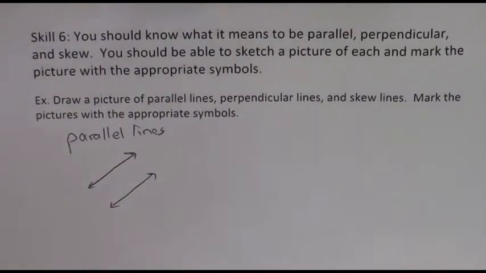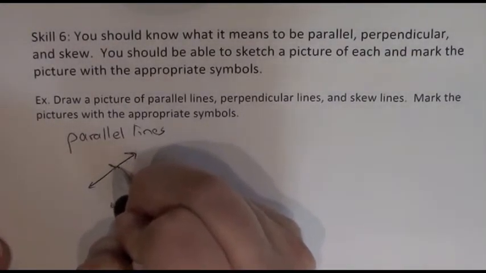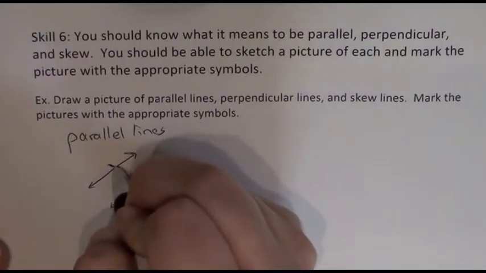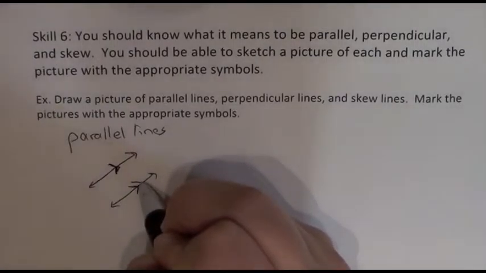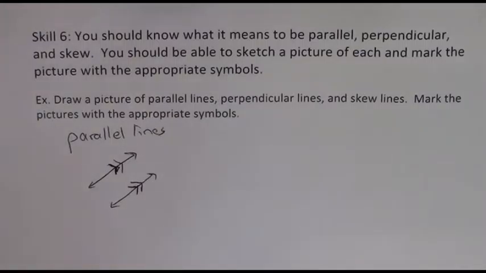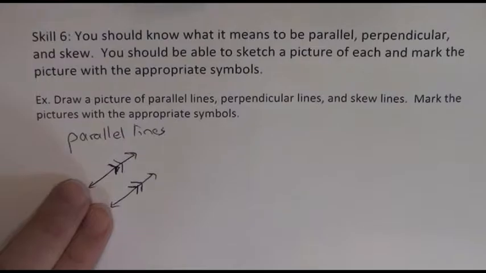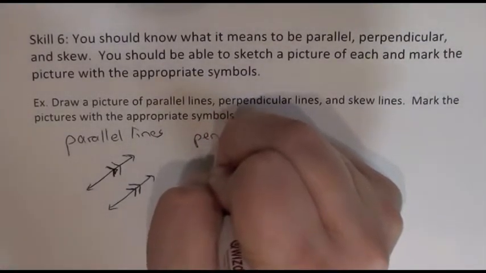And the symbols for parallel are arrows on the line. The arrows can go one direction or the other direction as long as they go the same direction. You may also, if needed, use two sets of arrows. If your picture is more complicated, you have multiple sets of parallel lines. One set could have one arrow on it each, and the other set could have two arrows each. Parallel lines.